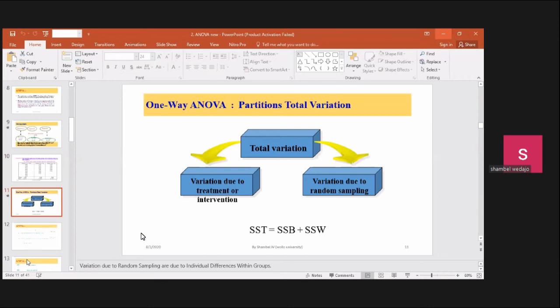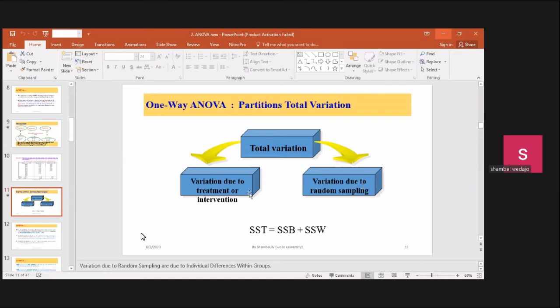Looking at the next point, total variation is equal to variation due to treatment or intervention as well as variation due to random sampling. Variation due to random sampling will not be zero. There is always a chance, when you pick some individuals within a group, that one individual varies from the others. So this variation due to random sampling is unexplained variation, or residuals, or error.